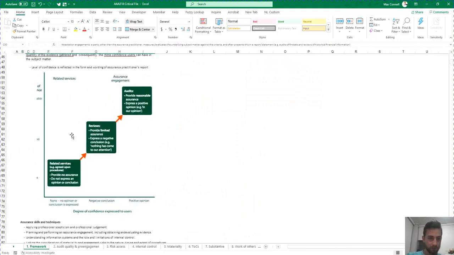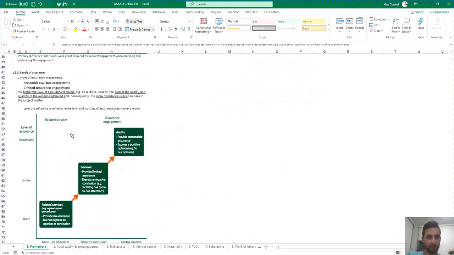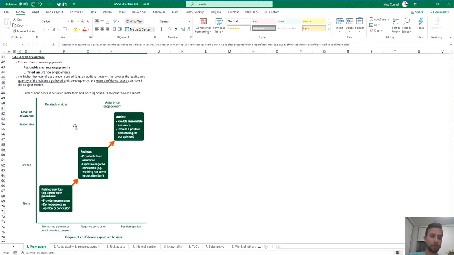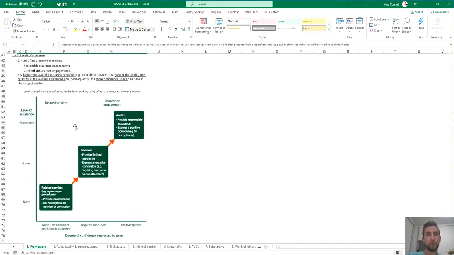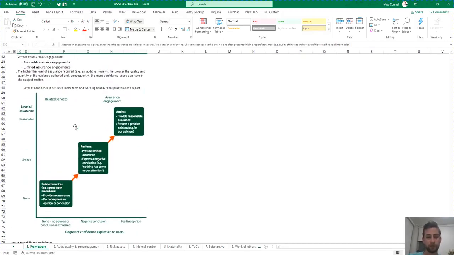So let me just zoom out on this one. There are two types of assurance engagements: reasonable assurance and limited assurance engagements. The higher the level of assurance, the greater the quality and quantity of evidence gathered, and consequently the more confidence users can have. So if you're in a listed entity where billions of dollars are being exchanged, you're going to need the highest level of engagement. The auditor's going to have to provide the highest level of assurance. It's going to require a lot of work and cost a lot of money, but at the end of the day, it's important so that our financial system, the checks and balances, work effectively.